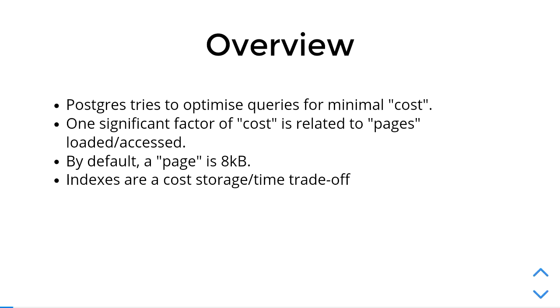A lot of the costing is actually expressed in terms of numbers of pages. By default in Postgres, a page is 8K. Seems a little odd for anyone who's used to storage, but it's chosen. Think about it as 8K chunks of data. Indexes in general are a cost storage time trade-off, so you are actually spending more on storage in order to get a faster query.